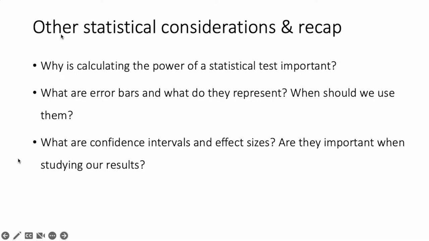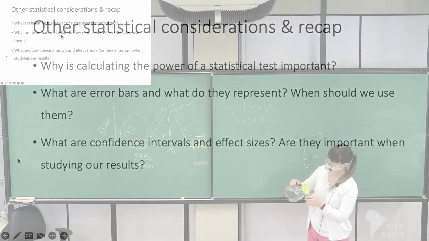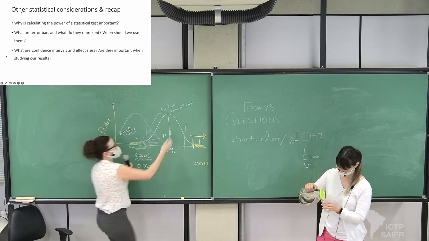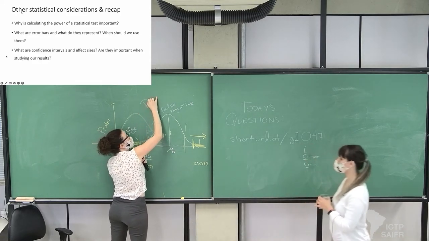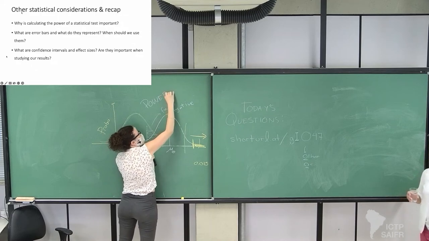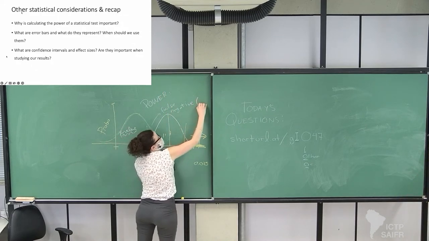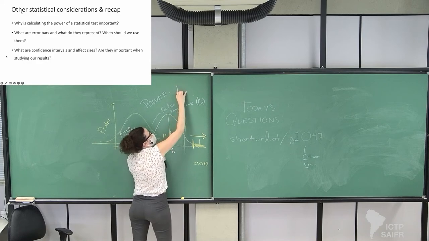The power will depend a lot on your distribution here. It will depend on how probable you think this overlap is, which is your other type of error, the error of having a false negative. This will be your false negative, and by standard this is called beta, and power is simply 1 minus beta.